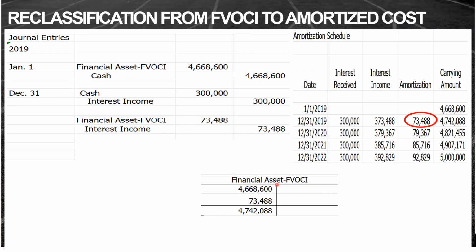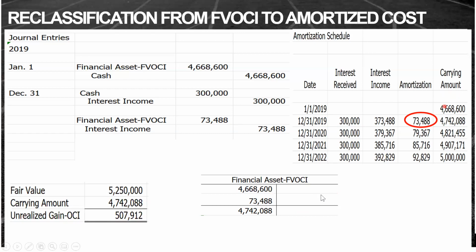After that entry, this is how our financial asset FVOCI will look. From 4,668,600, it will be increased by 73,488. So we now have a carrying amount of 4,742,088. That reconciles with the amount in our schedule of amortization.